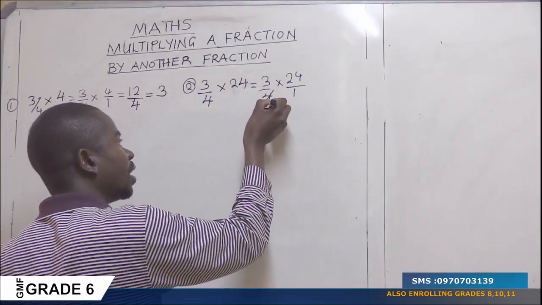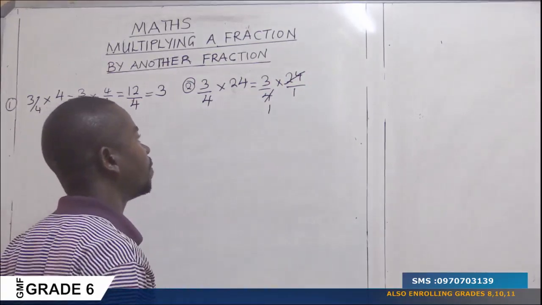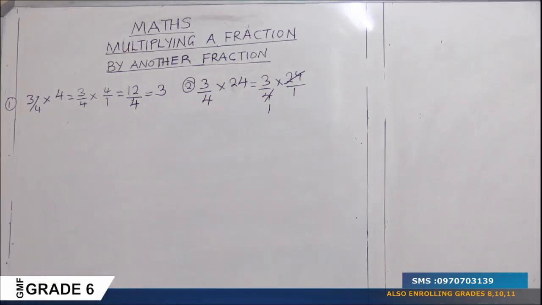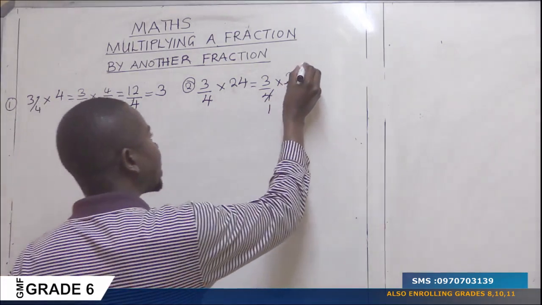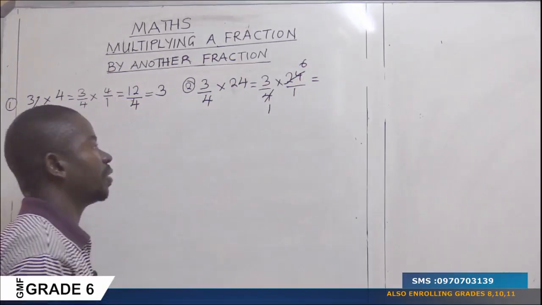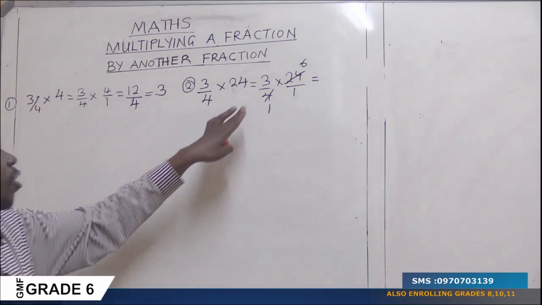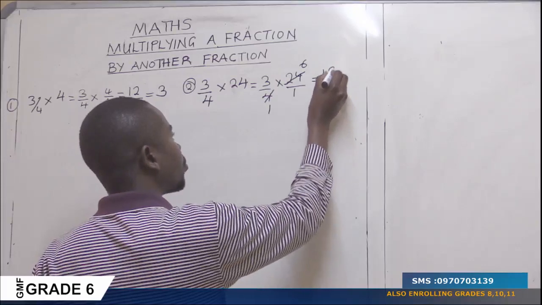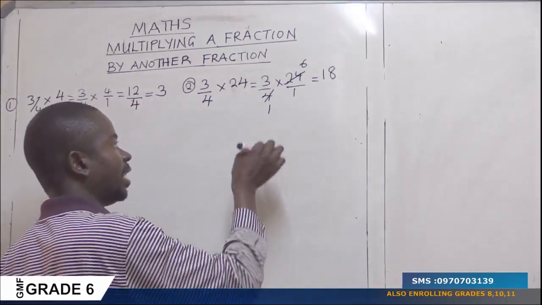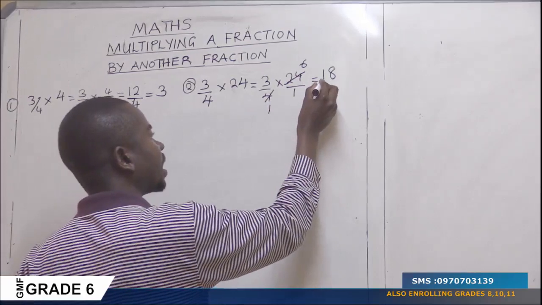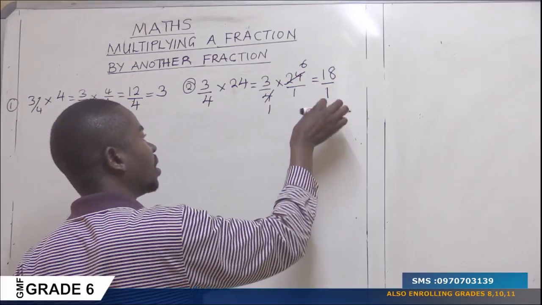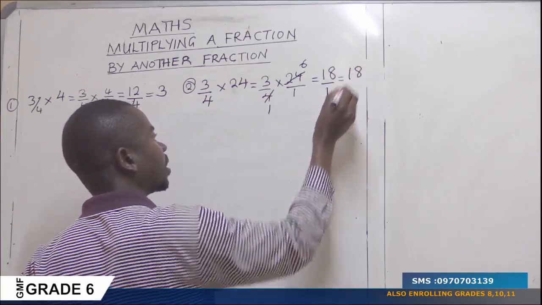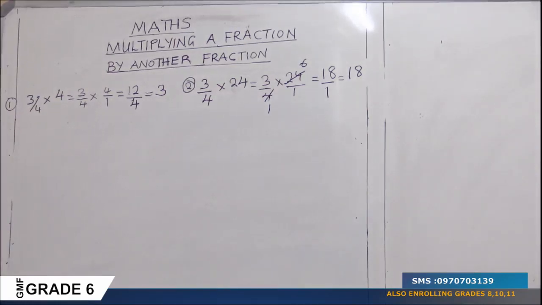4 into 4 is 1. 4 into 24, boys and girls, the answer is 6. So when you multiply 3 times 6, the answer is 18. 1 times 1, the answer is 1. 1 into 18, the answer is 18.